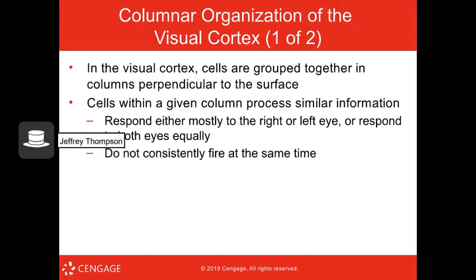So in our visual cortices, cells are grouped together in columns that are perpendicular to the surface. Cells within a given column process similar information. They're either going to respond mostly to the left or right eye, or they'll respond to both eyes equally, and they do not consistently fire at the same time.